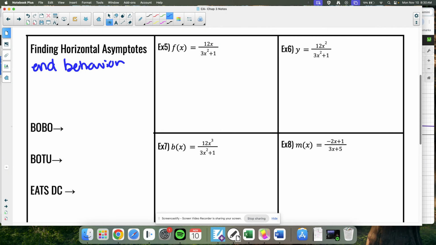There's a shortcut, and that shortcut is based off a rule from calc. I'm going to show you guys the way to do it. You don't need to write this down if you don't want to, and then we'll talk about the shortcut. Horizontal asymptotes come from dividing by the highest power of x. So when I look at this first example, what is our highest exponent on x? x squared. So I'm going to take everything and divide it by x squared.